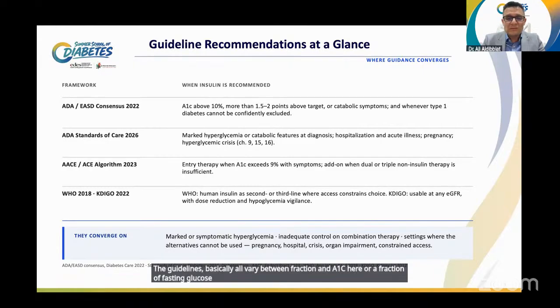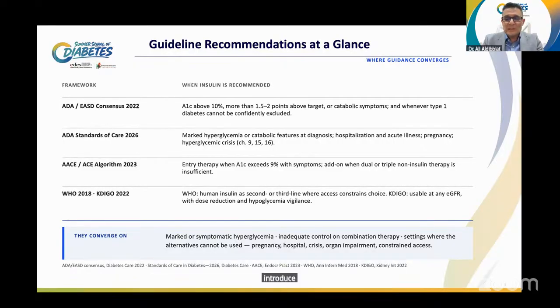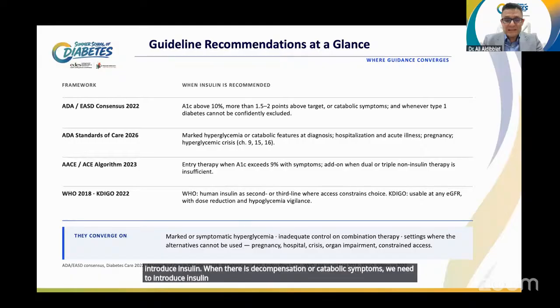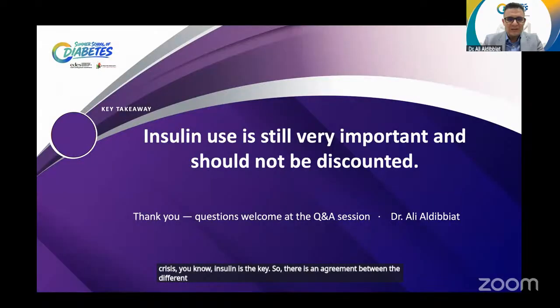The guidelines basically all vary by a fraction on A1C here or a fraction of fasting glucose there, but they all converge on the importance of insulin when it is needed. When there is symptomatic hyperglycemia, we need to introduce insulin. When there is decompensation or catabolic symptoms, we need to introduce insulin. In pregnancy, insulin is the key. In hospitals and in crisis, insulin is the key. So there is agreement between the different guidelines in this respect.